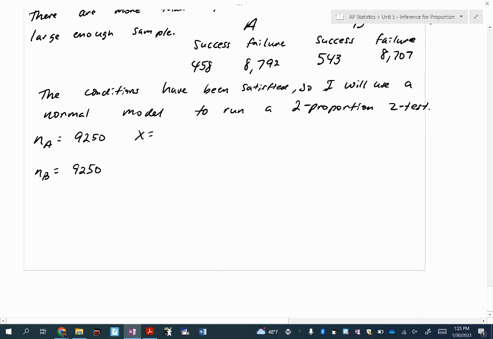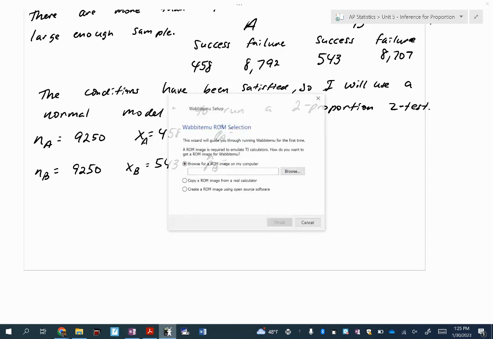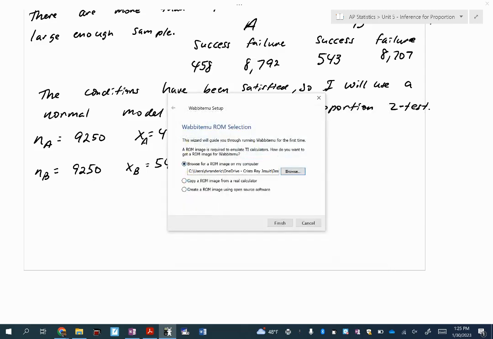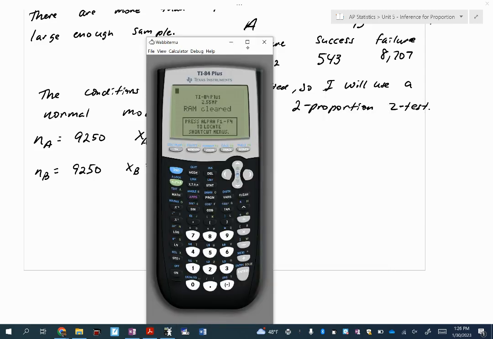Our number of successes for A was 458. Number of successes for B is 543. For the p-hats, you can go ahead and divide, or if you want, you can always run the test and fill this in later. I'll go ahead and divide them in the calculator, but again, you don't have to. You can run the test with your stuff and then fill the stuff in after the fact.